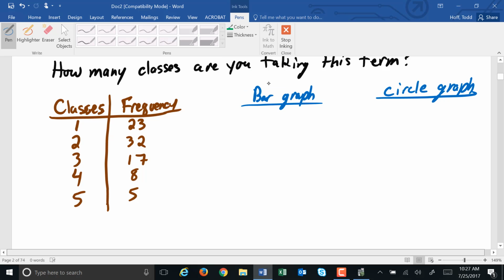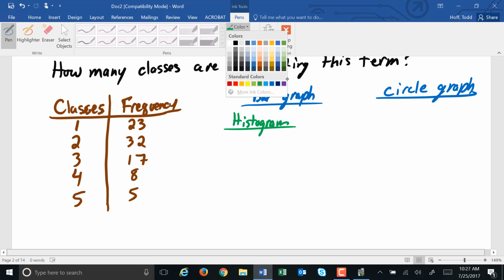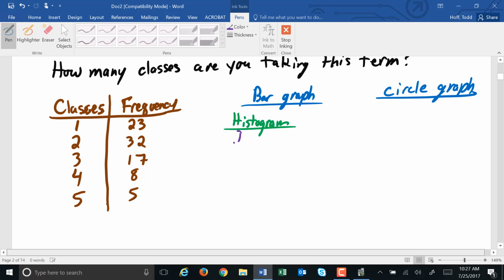Now the bar graph for numerical data is sometimes called a histogram. When we're dealing with numerical data, if we call it a histogram, there are two things that are different. First, it's always vertical. The bars always go up and down. The second difference might be easier to illustrate.